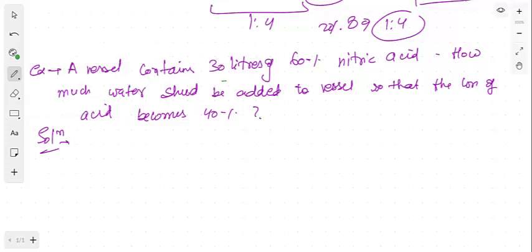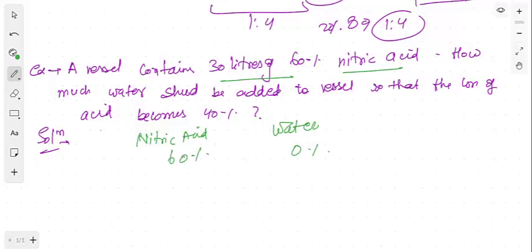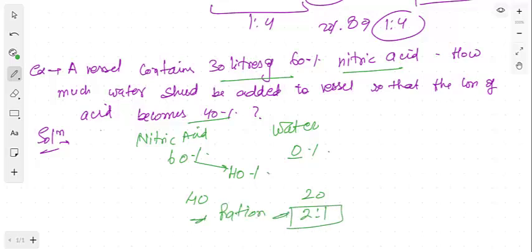Here we have 30 liters of 60% nitric acid. We are not talking about water; there is no percentage of water given. So when there is no percentage of water given, you have to take 0%. Nitric acid is given as 60%, and the concentration of the acid becomes 40%, which means the resultant is 40%. Now what will be the ratio? 60 minus 40 is 20, and this is lesser than 40, so 40 minus 0 will be 40. So your ratio is 2 is to 1, that is 40 is to 20.